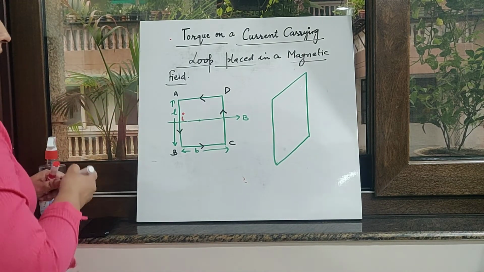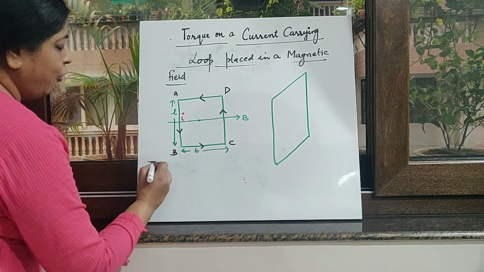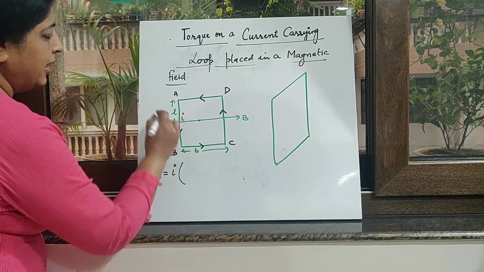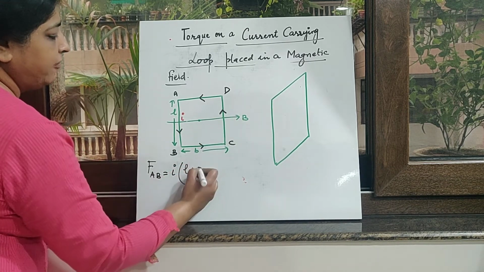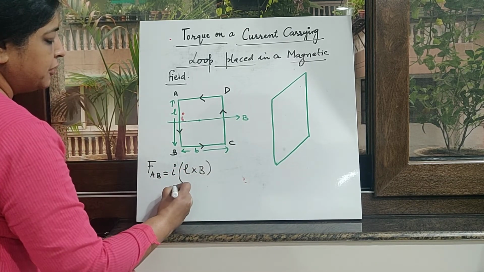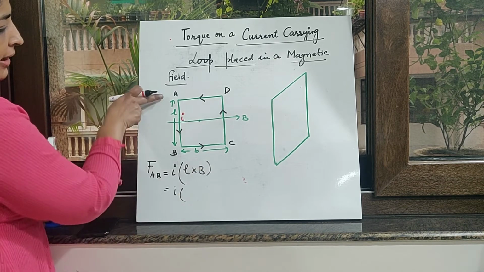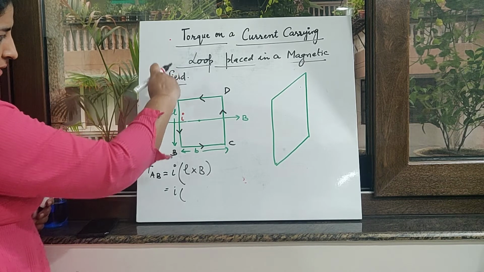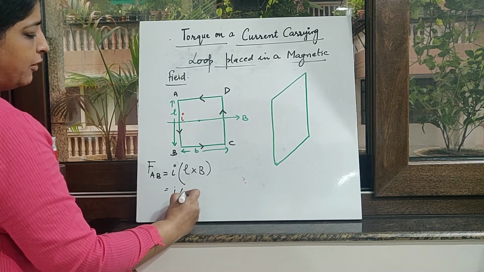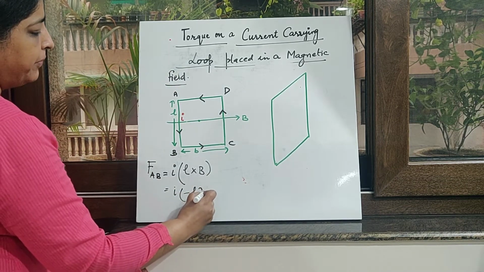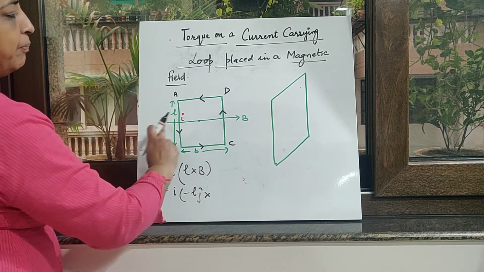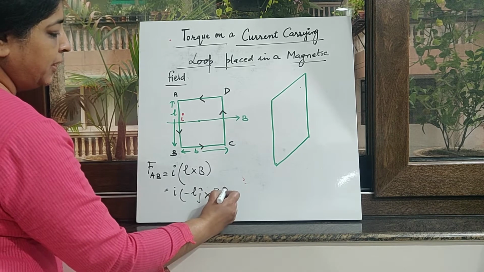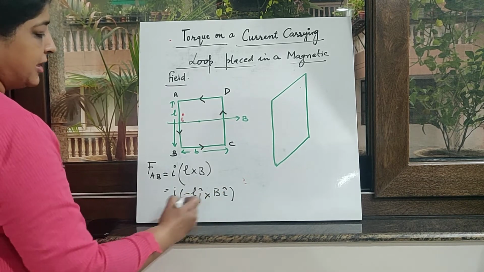Now consider the arm AB. So force experienced by the arm AB will be I into length L cross magnetic field B. We will now substitute the directions for L and B. The direction of L will be taken as negative of J because current is flowing downwards. So I will write down minus L into J cross B, where B is along the positive x-axis. So I will write down B with I cap as the vector.